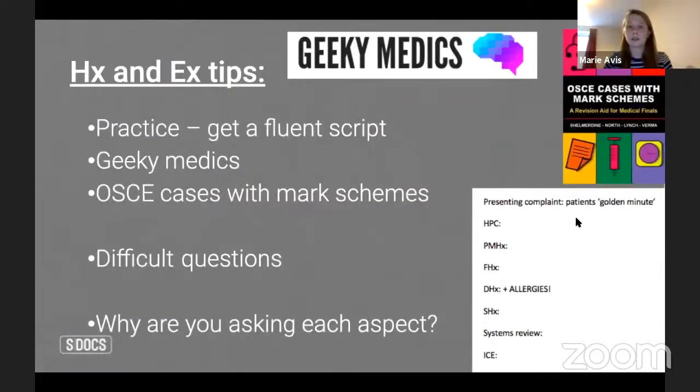So before we go into the nitty-gritty of differentials, I have a couple of tips for you, history and examination wise. The most important thing, and I cannot stress this to you enough, is to practice. I've only got really comfortable taking histories and examining patients now, and I'm in final year. So the more you practice, the more comfortable you'll be doing it. Get a fluent script, as I've written.